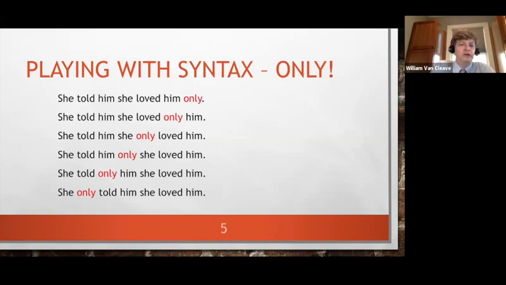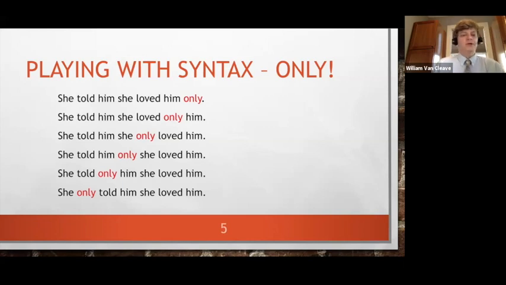So I'm just going to read a couple of them for you. The first one says, she told him she loved him only. And the second one says, she told him she loved only him. And then the third one, though, is a bit different. It says she told him she only loved him. There were other people that she knew and cared about, but he was the only one she loved.